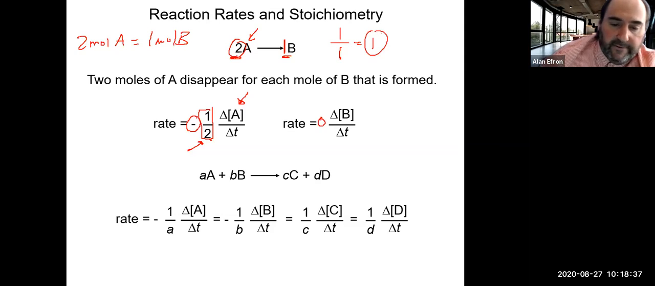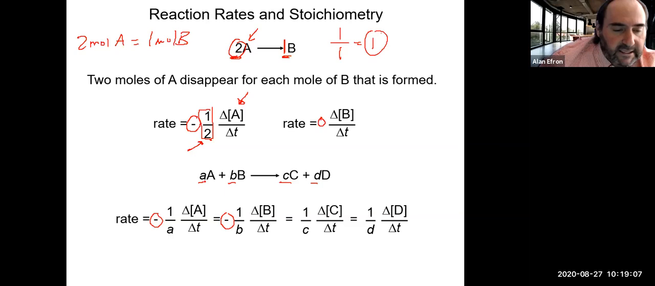So for example, we have this generic reaction here with coefficients of A, B, C, and D. We could say that the rate is equal to minus 1 over A, which is the coefficient, and minus because A is a reactant, the change in concentration of A over the change in time, equals minus 1 over B. Again, the minus because it is a reactant, and again decreasing with time, 1 over B, the change in concentration of B over the change in time.